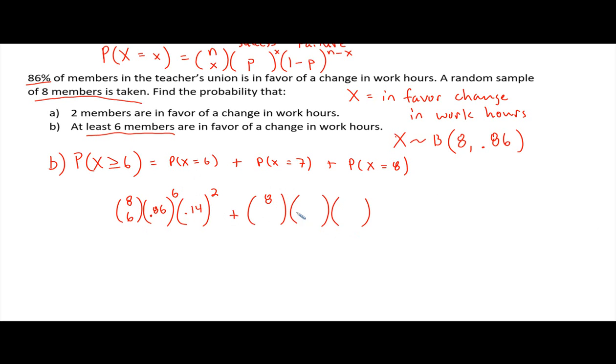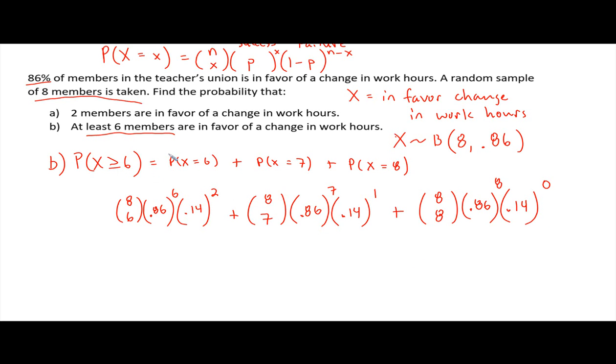Plus, we have this expansion over here. Same thing. We have 8, 0.86, 0.14. This is going to have to be 7, and this is 1. Plus, this would be 8, 0.86, 0.14. This would be 8 here and this would be 0. You can put 8 here or 0. It doesn't make a difference.